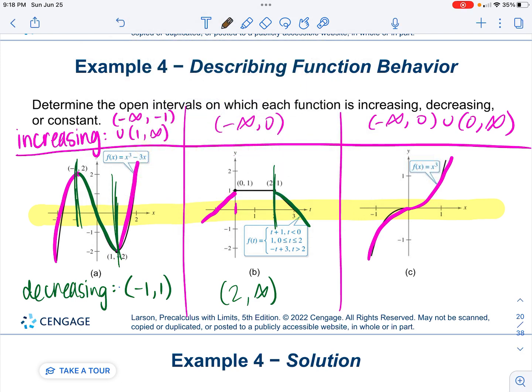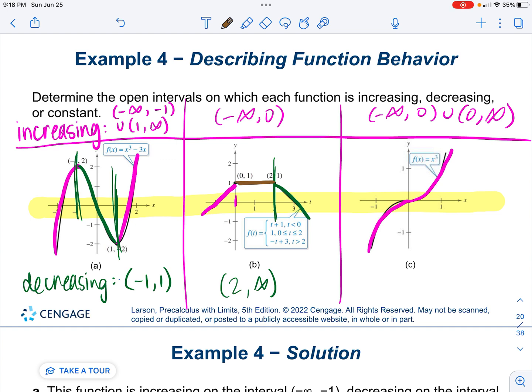Last one is constant, and only the middle is constant. That's going to look like a horizontal line. It's constantly at y equals 1. So kind of ran out of room, but constant. Again, it's the x numbers, so 0 to 2. No constant on part A or C.